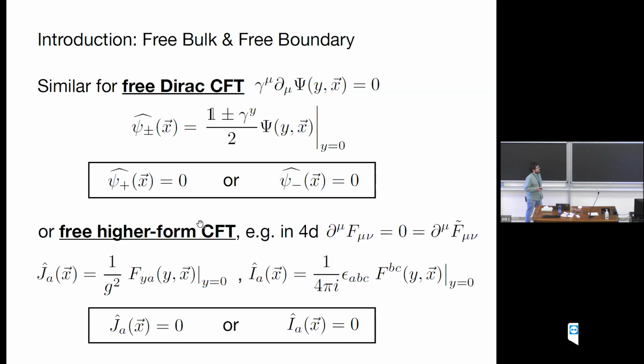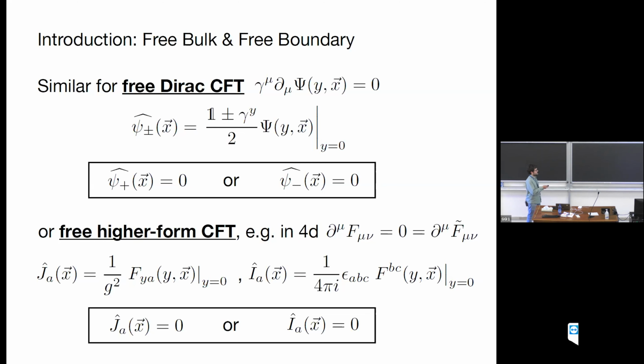Or for free higher-form gauge fields. For instance, in 4 dimensions, this would be Maxwell theory. In this case, the two possible modes are two conserved currents, which you can think of as one electric and one magnetic one. Without any interaction, you have to pick which one you set to 0. So this is a generalization of Neumann and Dirichlet for other kinds of free theories.